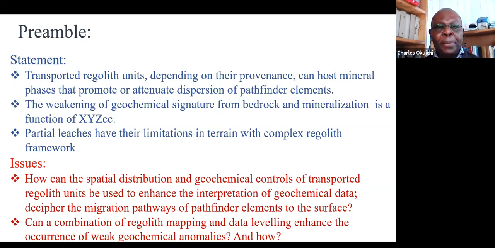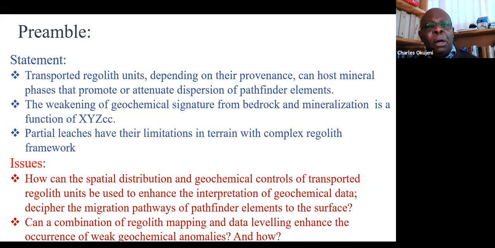And the weakening which takes place can be seen in terms of the amount of element that is being dispersed, mobile metal ions that are being moved up, and also the composition of the regolith itself, which is more what is going to host the mineralization. So that composition can either weaken or it can enhance the dispersion. Right, so it is in this framework that we are going to have that discussion: XYZ, composition of the fluids or the elements migrating up, and also that of the regolith components.